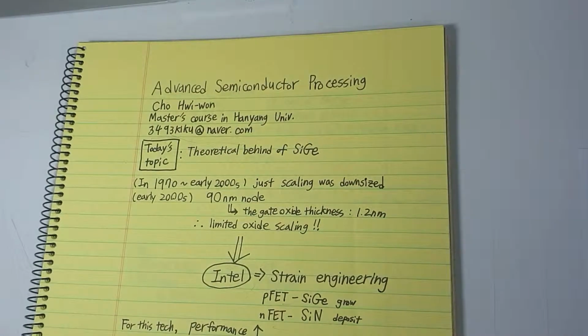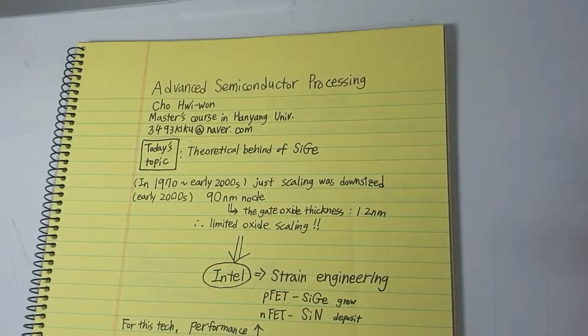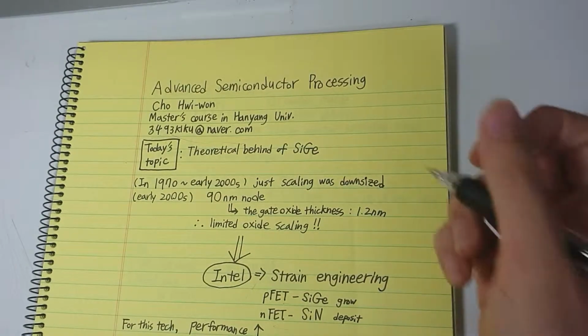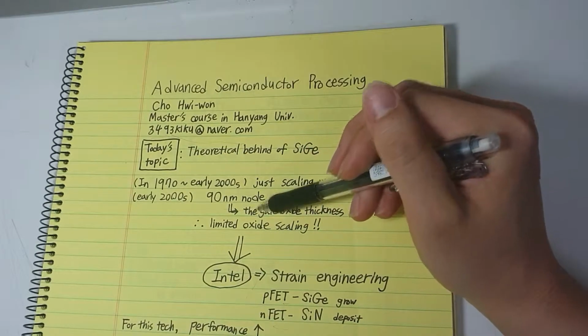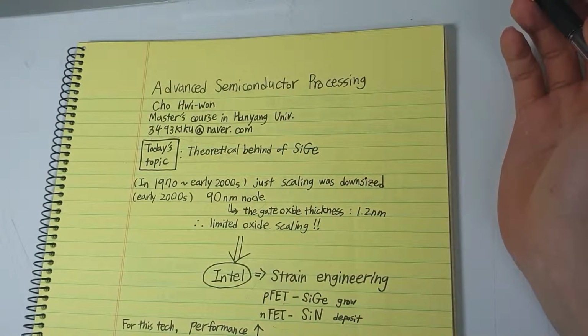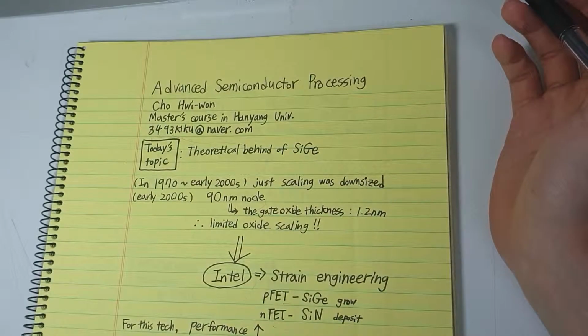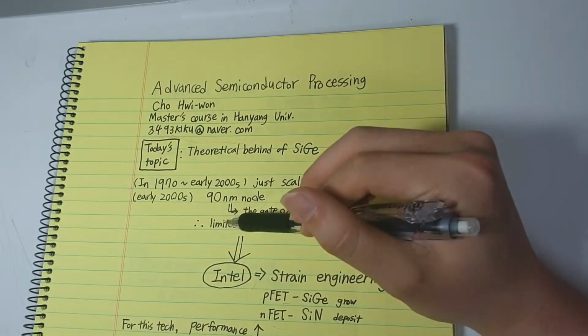Today's topic is the theory behind silicon germanium, which is used in channel materials. Let's start. From 1970 to the early 2000s, semiconductor scale was downsized to enhance performance. It is quite simple to shrink the size. But in the early 2000s, a problem occurred. When we reached the 90 nanometer node, the gate oxide thickness was about 1.2 nanometers. So downsizing the scale is limited.